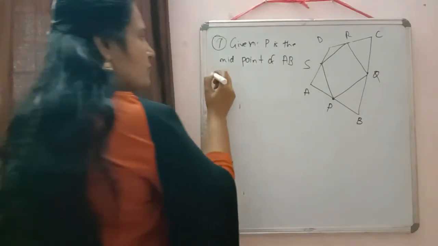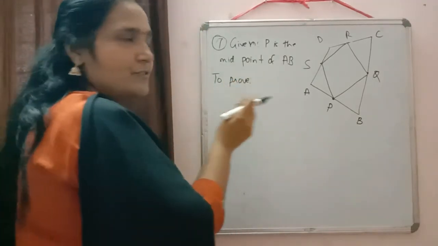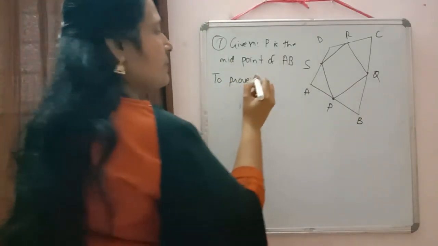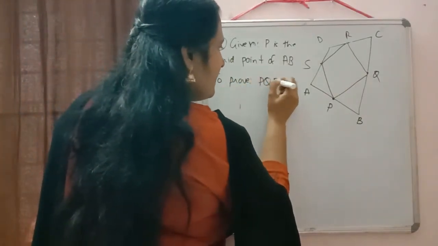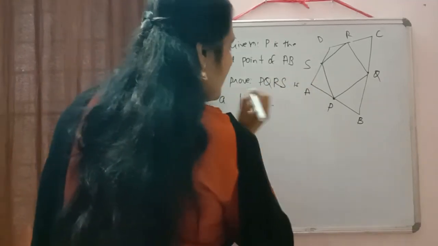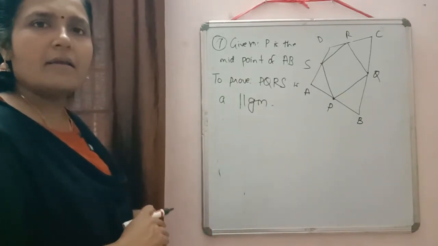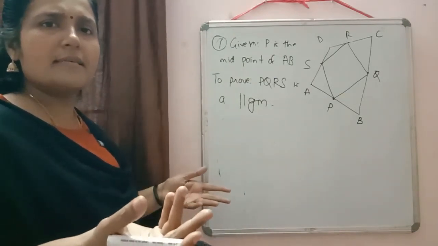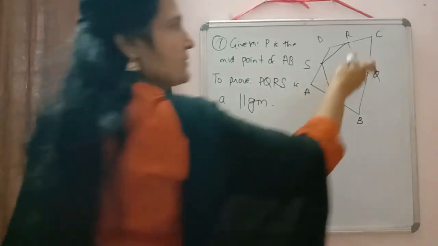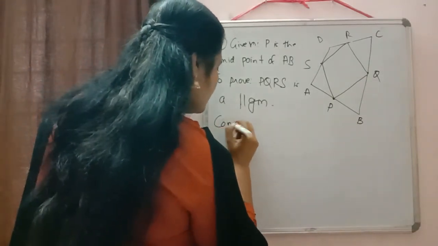Now write down what we have to prove. We have to prove this quadrilateral which we formed by joining the midpoints is a parallelogram. So we have to prove here PQRS is a parallelogram. What is the property of a parallelogram? Opposite sides are parallel. So here also we are going to prove that only. Opposite sides are parallel. So again, to use BPT, what do we need?